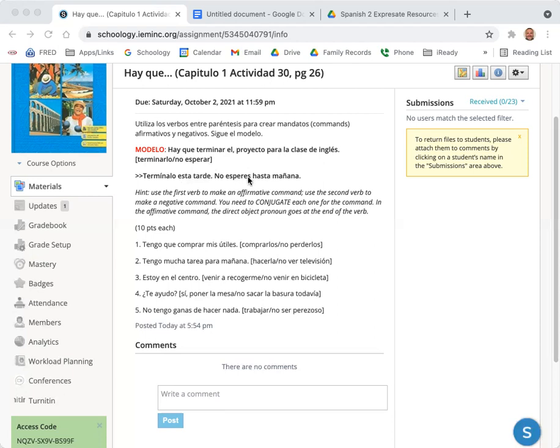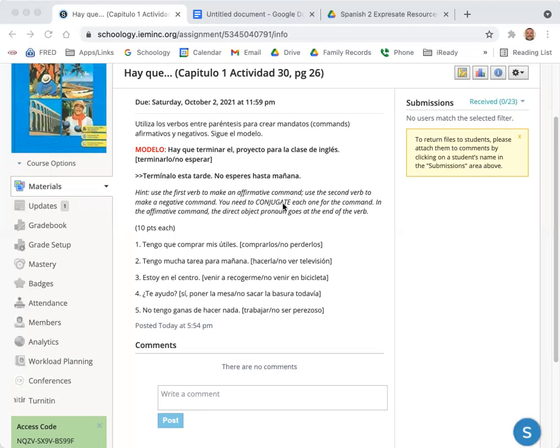And actually this works for any other commands as well. It's just the tú affirmative command that keeps the vowel the same. That's the only case. It has to be affirmative, it has to be tú. Every other case, we're going to change that vowel. ARs get an E and ER-IR verbs get an A. All right, so make sure we make an affirmative command first, then use the second verb to make a negative command.